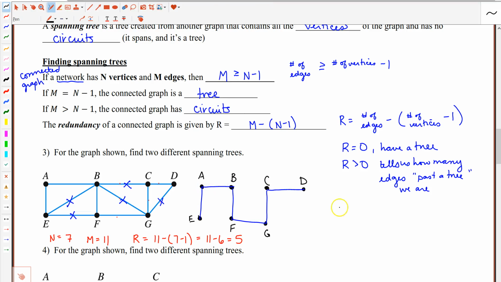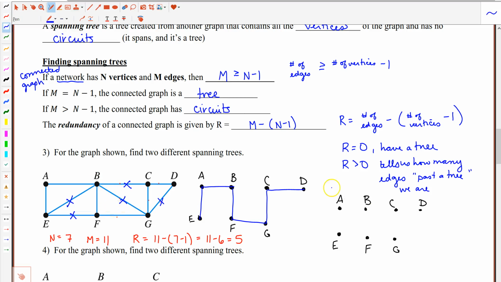So again, I'm going to have these vertices. So I have A, down here E, B, F, G, and then up here C and D. Let's take a look at a different spanning tree for this graph.